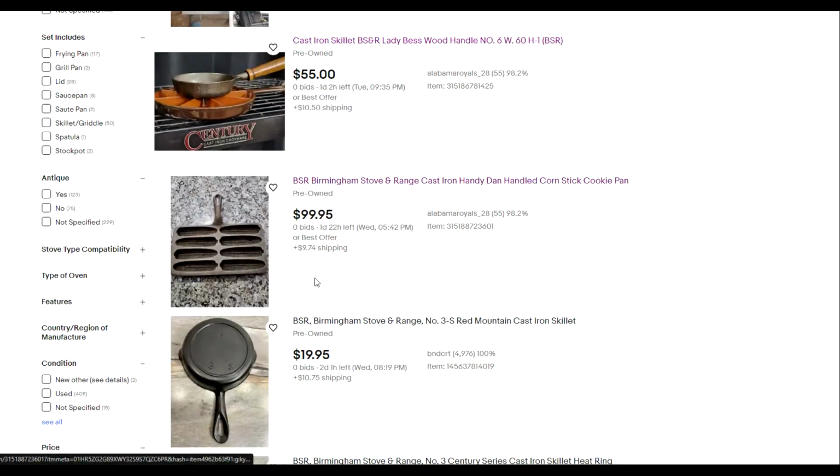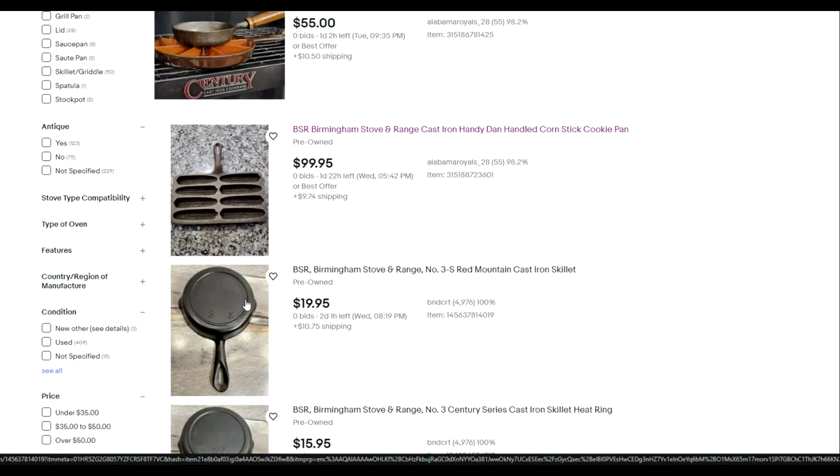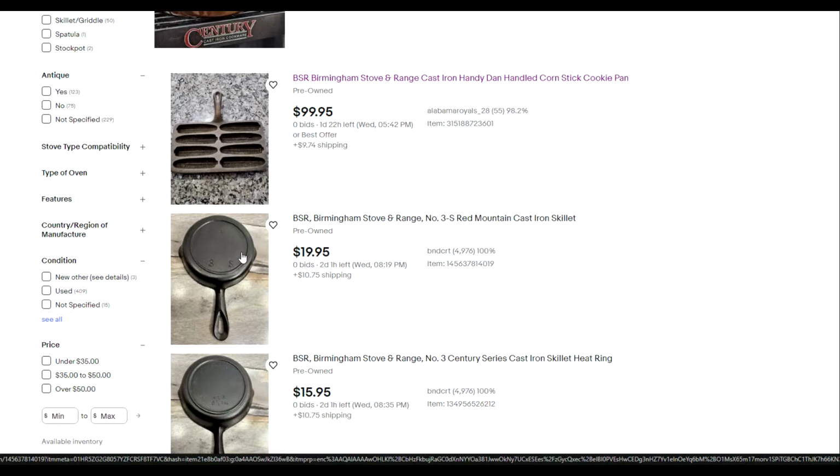So, let me see. This is an interesting one. A 3S, no less. And actually, all things considered, this might not be a bad price for people who know how rare the S series is. Here's a 3S selling for $20, and with $10.75 shipping, it would be $30. If you really wanted to collect BSNR cast iron, this might not actually be a bad price, all told, for the 3S.